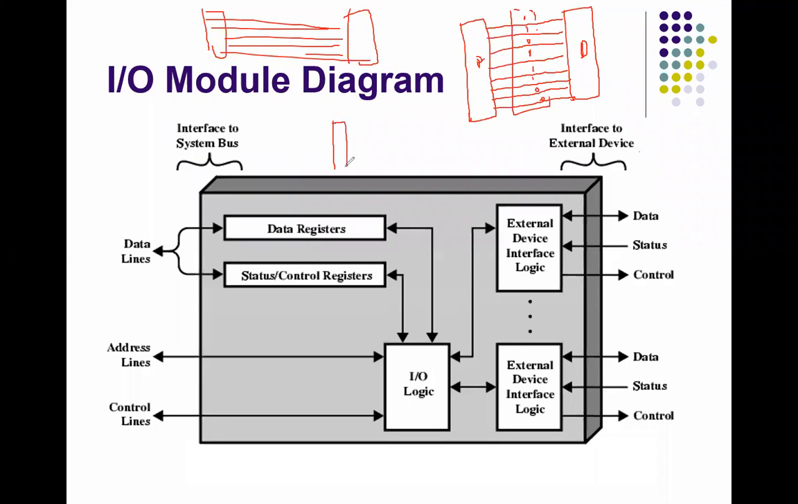Serial data transmission means, for example, this is one peripheral, this is another peripheral, and in serial data transmission, one after another, bits are transmitted between one device and another device. This is serial data transmission. So either we can send the data by using parallel or serial, each having its own advantages and disadvantages. Like parallel is faster and serial is slower.